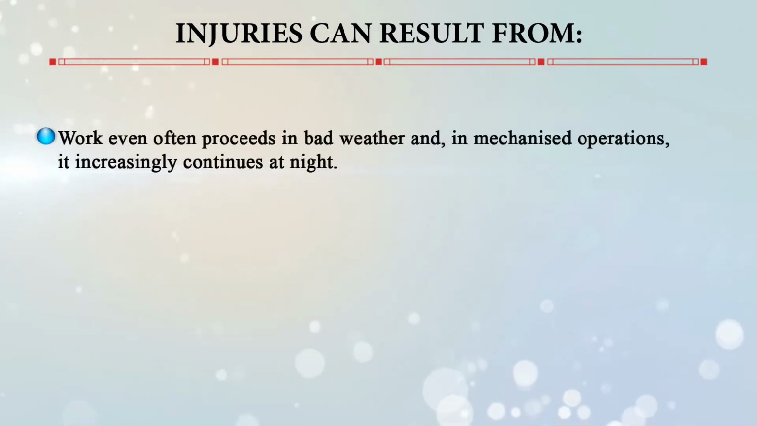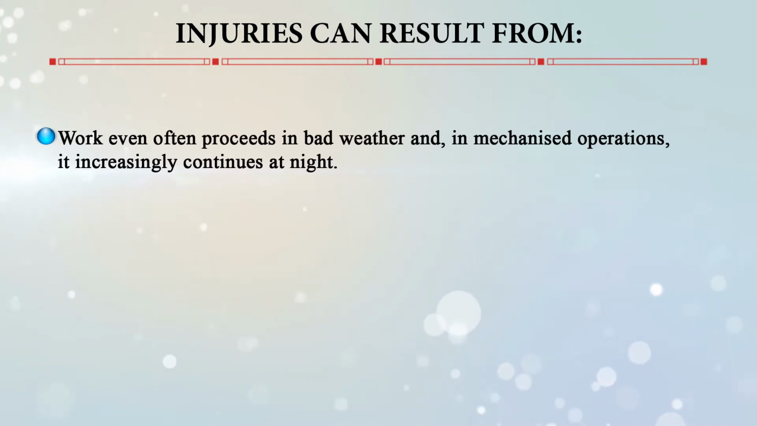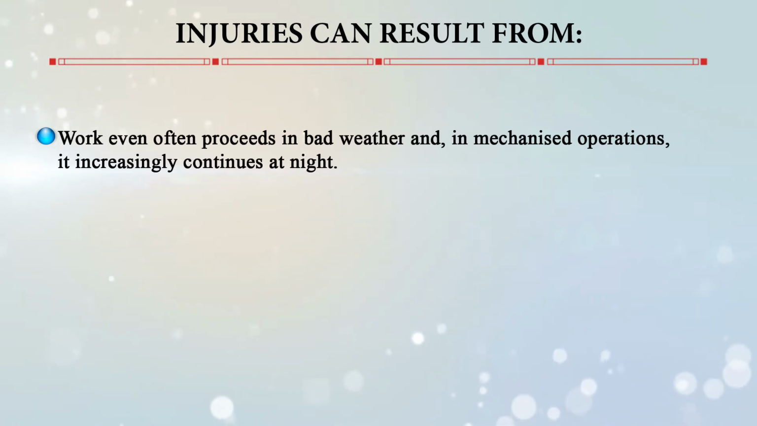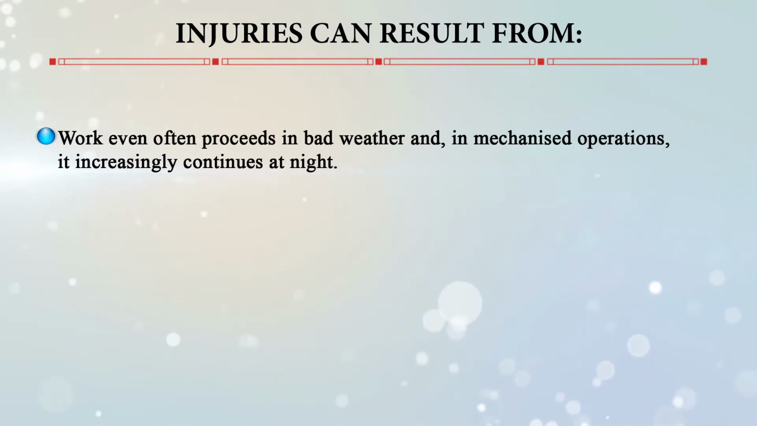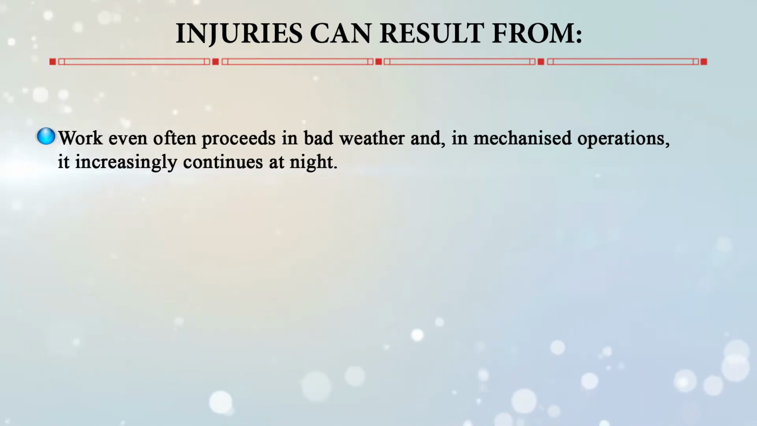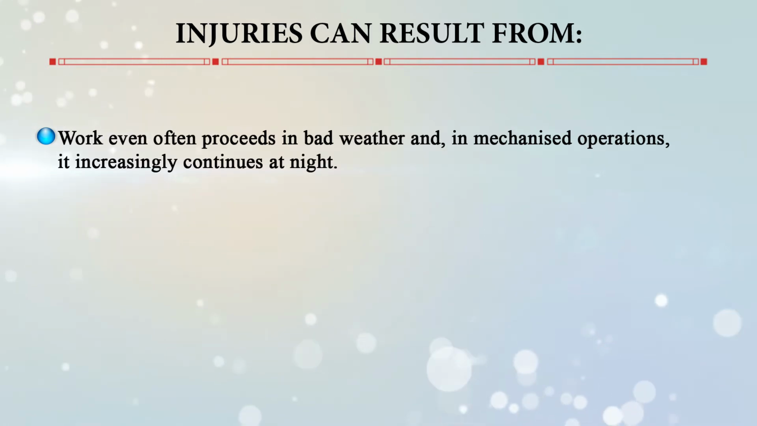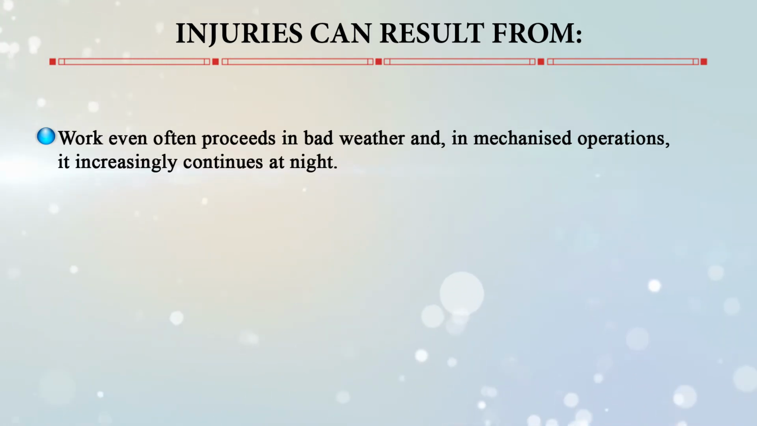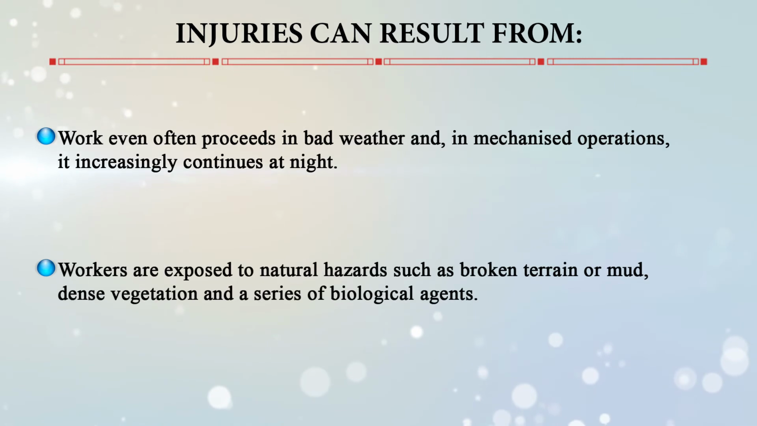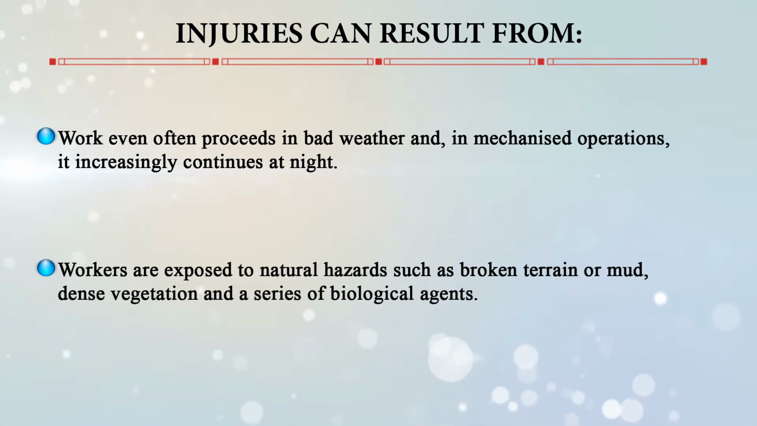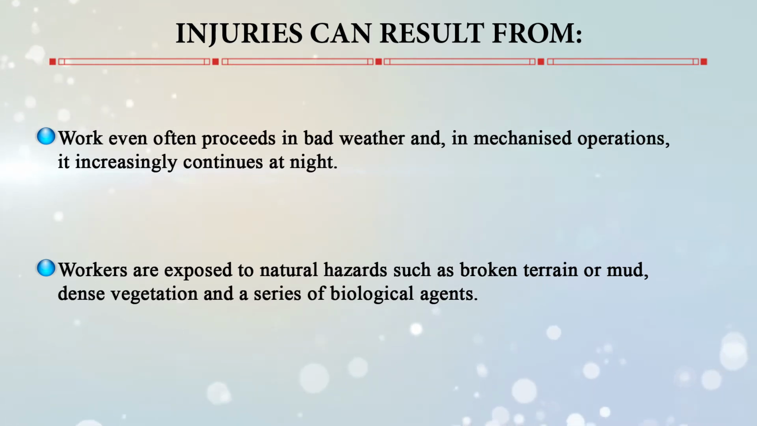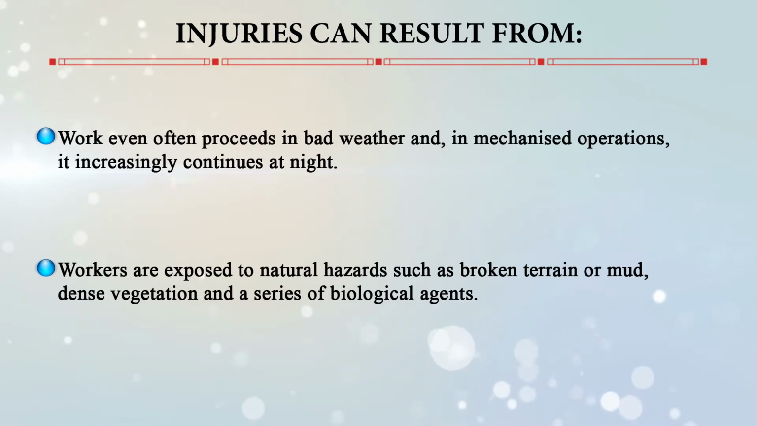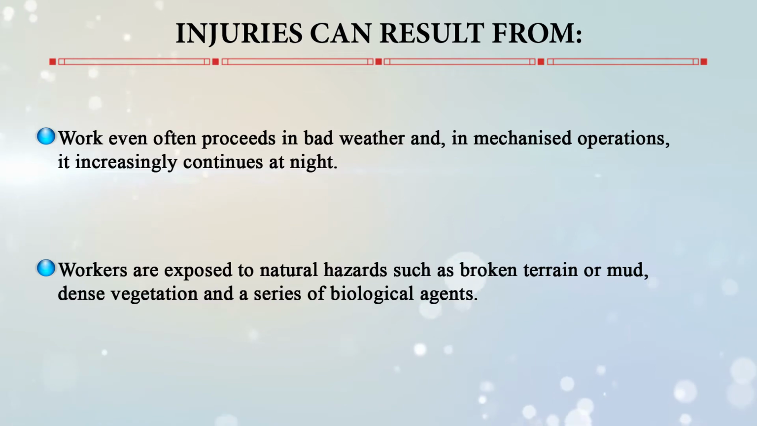So the work even proceeds in bad weather, and in mechanized operation it increases even during the night. Sometimes you see that workers even work at night with artificial light. So they can also get blinded, they may not be working properly, and that can result in certain hazards. Then the workers are exposed to natural hazards like broken terrain, mud, dense vegetation, and a series of biological agents which are disruptive and create certain problems. Now let us see each of the hazards separately.